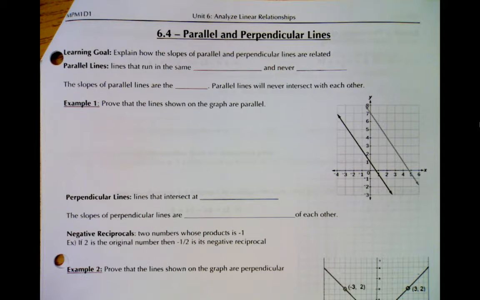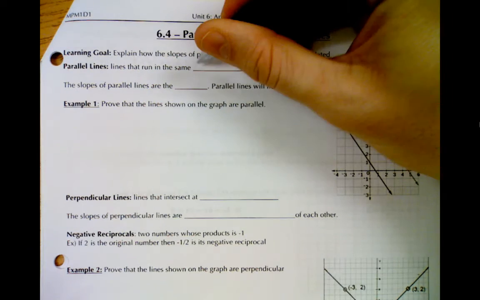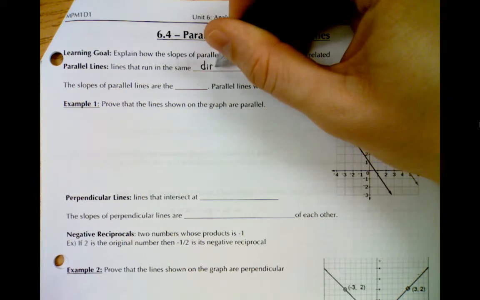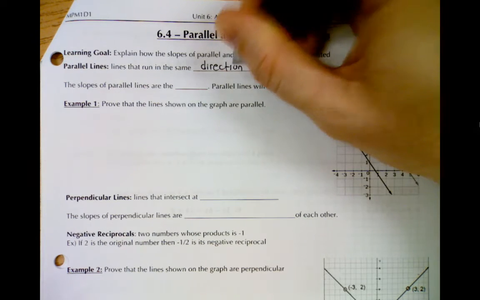Okay, this is lesson 6.5, parallel and perpendicular lines. The goal of this lesson is to explain how the slopes of parallel and perpendicular lines are related. So first, what is a parallel line? Well, parallel lines are lines that run in the same direction and never cross.